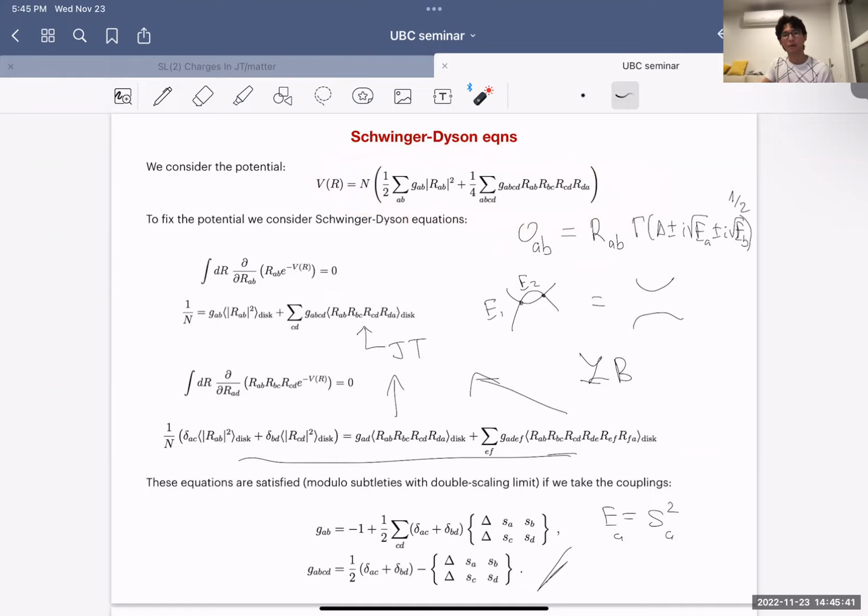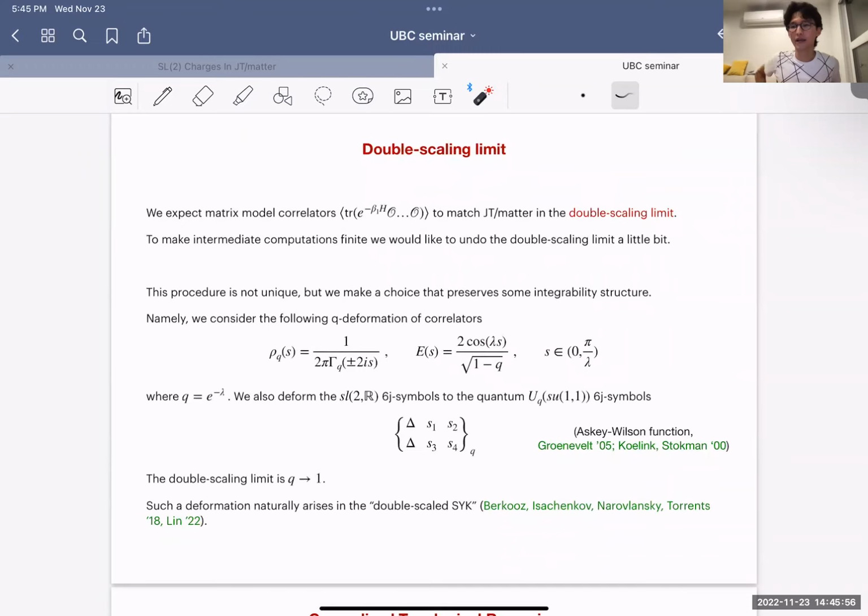But in principle, if you try to back away from the double scaling a little bit, and in fact in order to make the computations finite you need to do this in the matrix model, then indeed there are these higher order terms, as you say. I see, but the statement is that if you were to be directly in the double scaling limit, all you need to know is the quadratic and quartic term in this potential. Everything else doesn't matter. Yes.